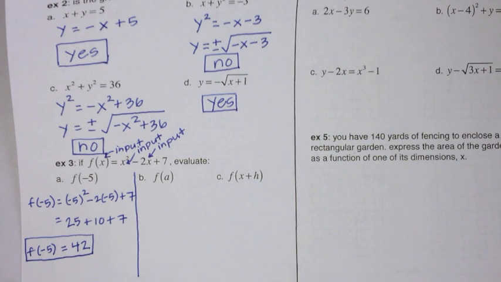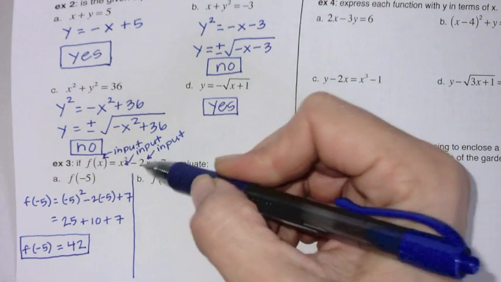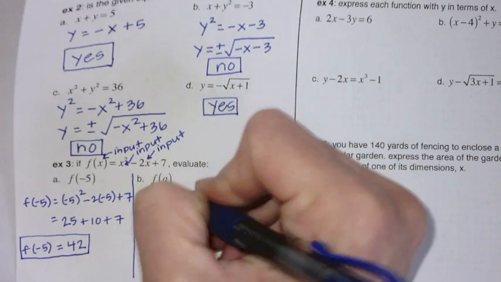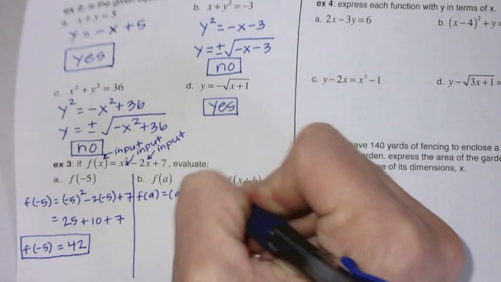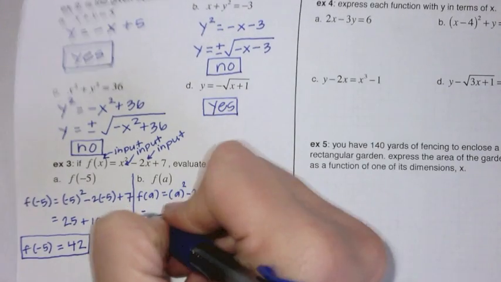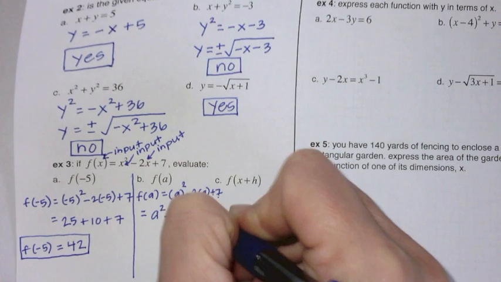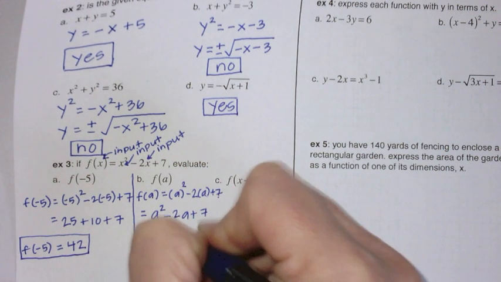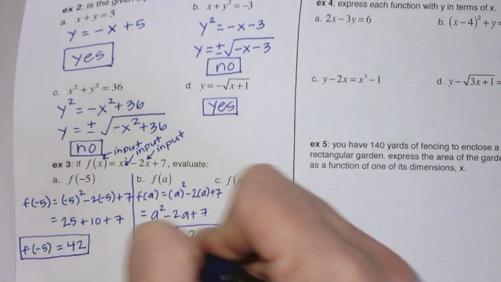So the next one is f of a. So in order to do f of a, my new input is a, so everywhere there was an x, it's going to get replaced by an a. So f of a equals a squared minus 2 times a plus 7. So that simplifies to a squared minus 2a plus 7. So f of a equals exactly that. It looks very similar except for our variable changed.